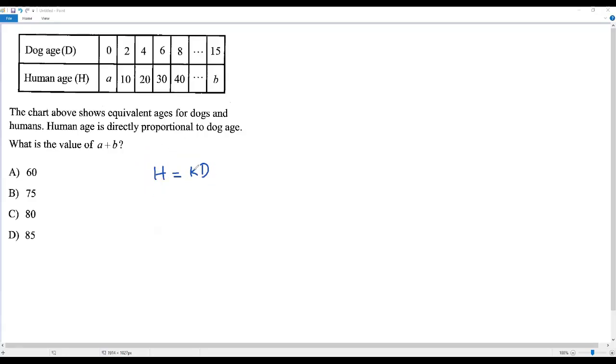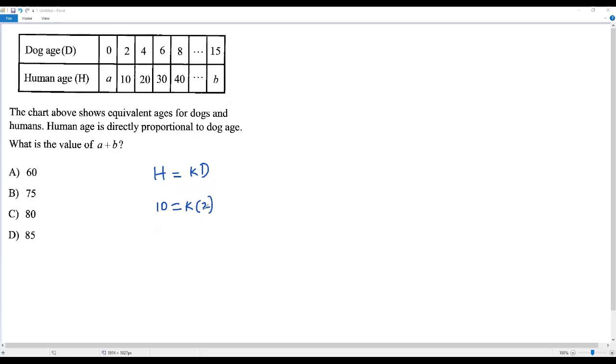Now the first work is to find the value of the constant of proportionality K using one of the pairs of values in the table. Let me consider this particular pair from the table. In this pair, the value of D is 2 and the value of H is 10. So we can plug in 10 for H and 2 for D in this equation to get K. So 10 equals K times 2.